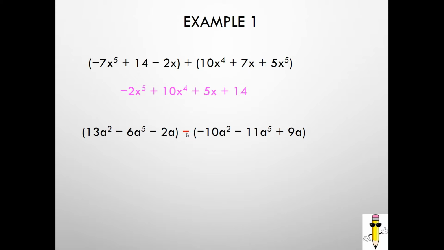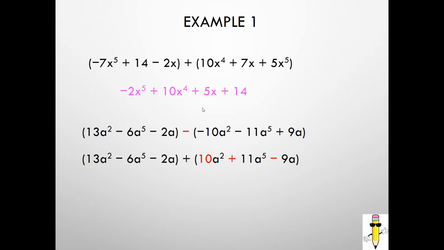I want you to see that there is a negative sign right here, and remember what I said about negative signs, that we have to distribute it to the one that follows it. So we are now going to make sure that that is applied to all of this, and it's going to be rewritten as regular 10 because there's no longer a negative sign. So this is 10a squared plus 11a to the 5th power and minus 9a.